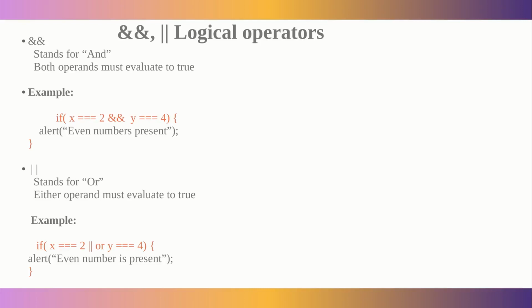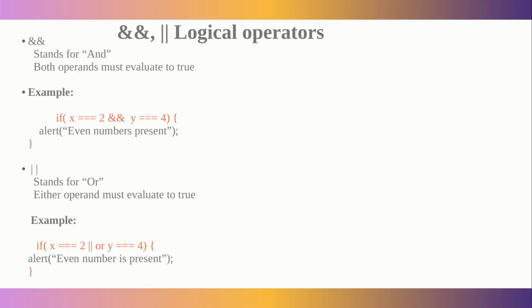But if the left operand evaluates true, the right operand must be evaluated. That is, if x is strictly equal to 2 is true, then it will evaluate if y is strictly equal to 4. And if both are true, then alert the statement, even numbers present.